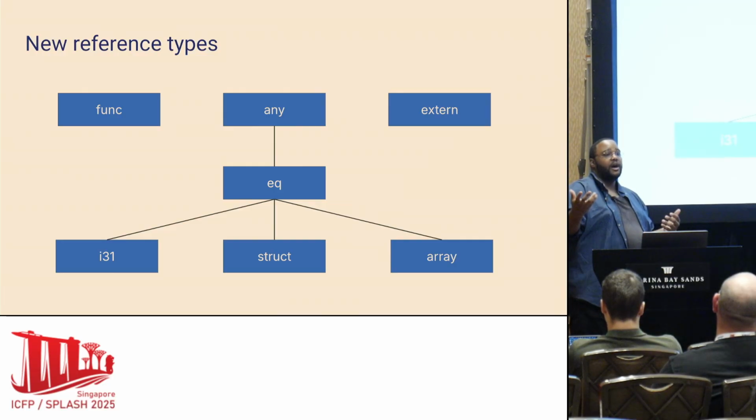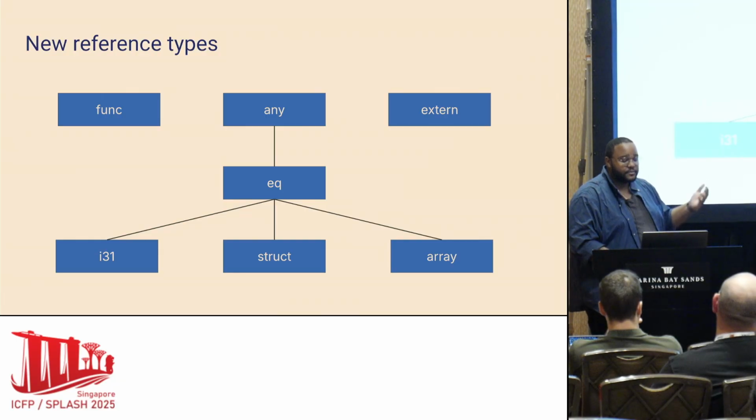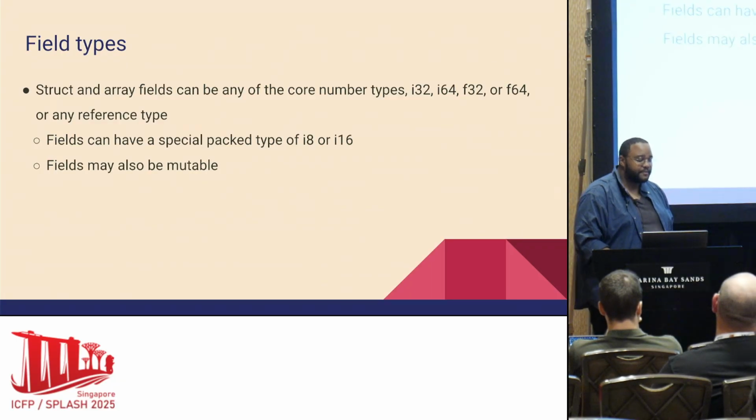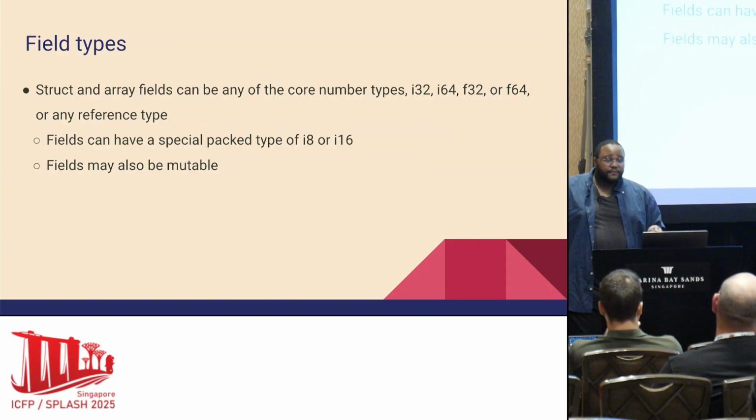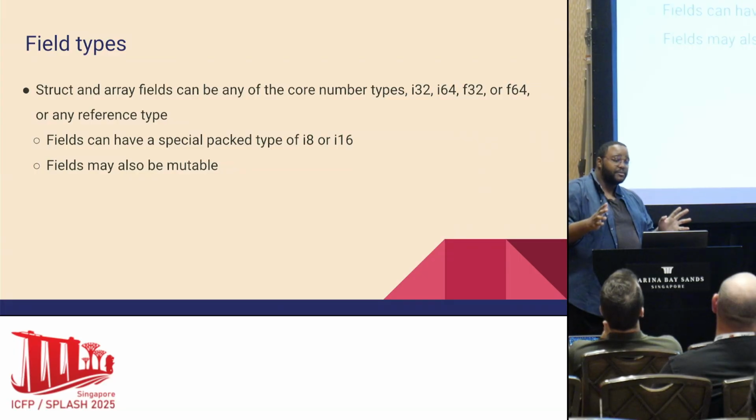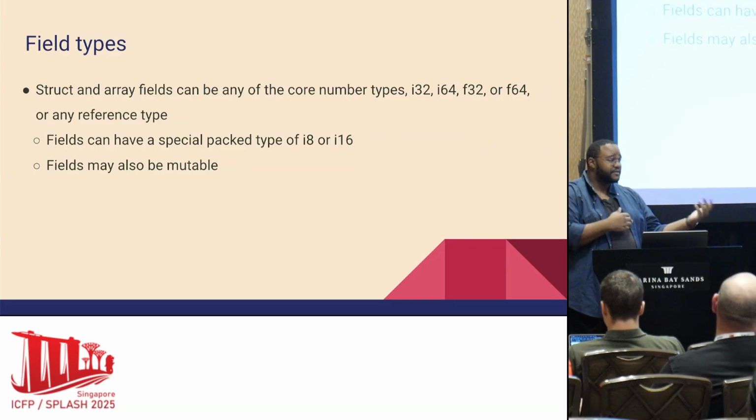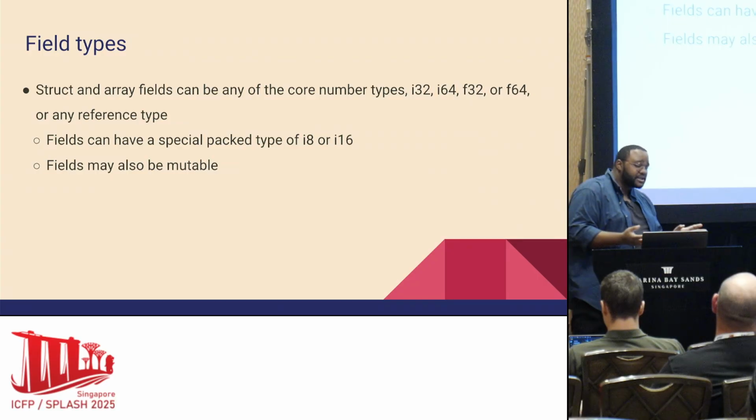I31s, those are for your unboxed scalars. You lose a bit, so the runtime can use that to say, okay, this is a value that's on the stack and not a pointer. Structs and arrays, which we mentioned before. You get field types. So your field types for your structs and arrays can be any of the core number types, I32/64s, F32/64s, or any reference type.